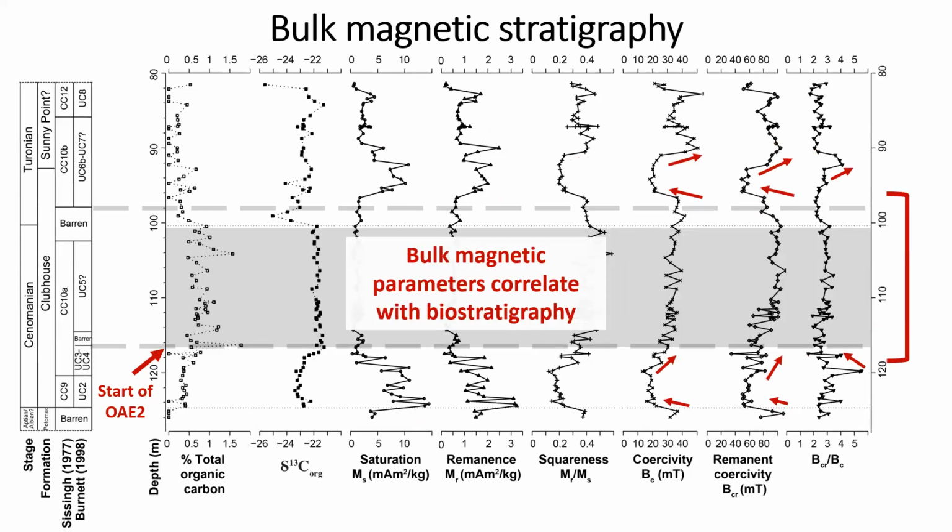And then in our last three columns, we have magnetic coercivity, remnant coercivity, and our coercivity ratios. Similarly, where we have a decrease in coercivity and remnant coercivity, we have an increase in coercivity ratios. Again, it happens very noticeably just before and just after OAE2 as recorded by the biostratigraphy.